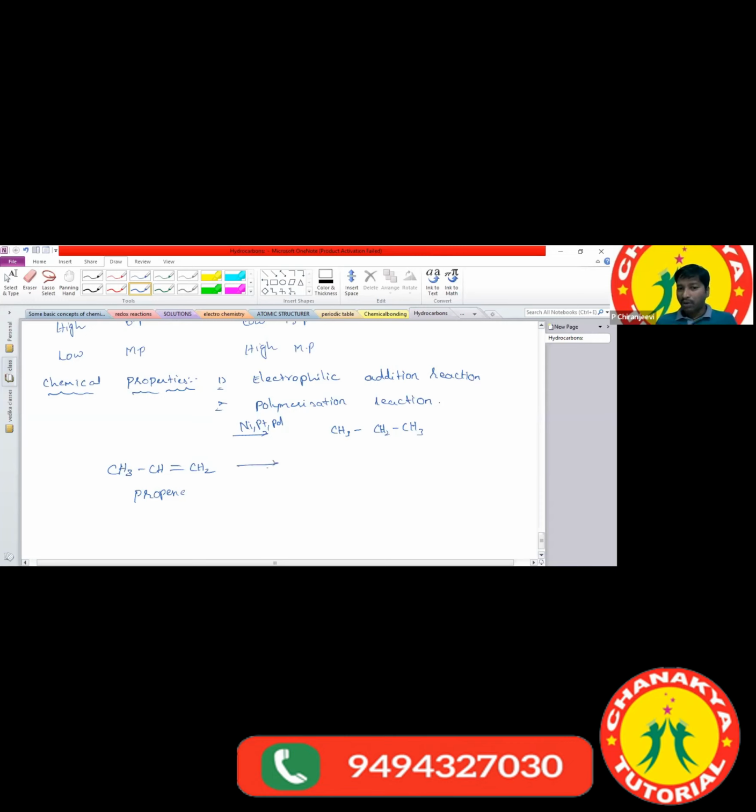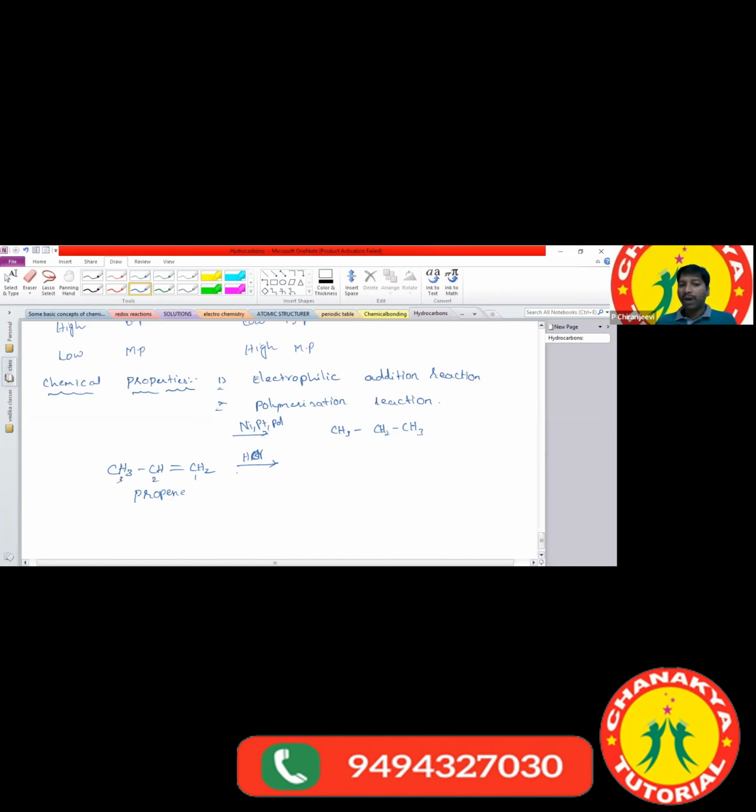Next, it undergoes addition of HBr or HCl. Addition of HBr is an electrophilic addition reaction. It follows the Markovnikov rule. According to the Markovnikov rule, bromine is attached to the second carbon atom.